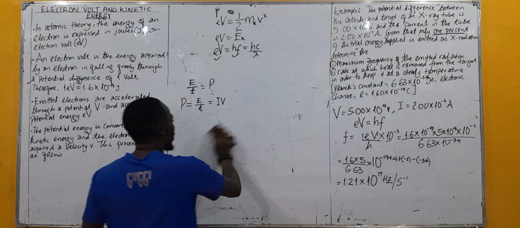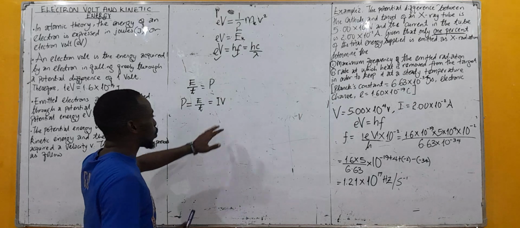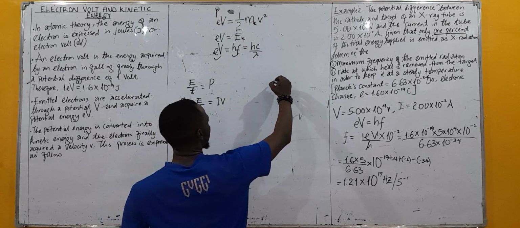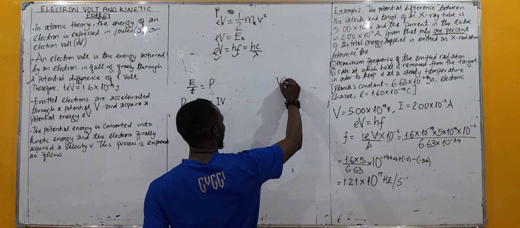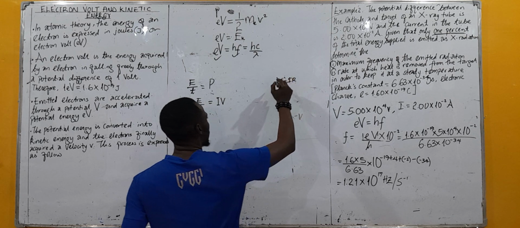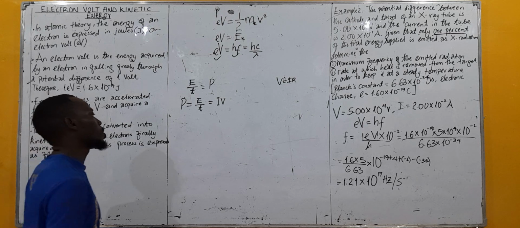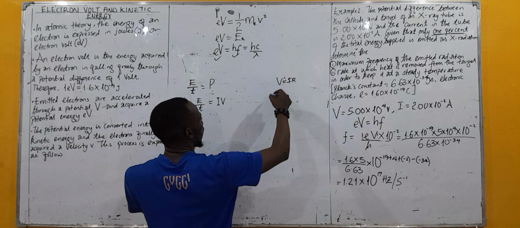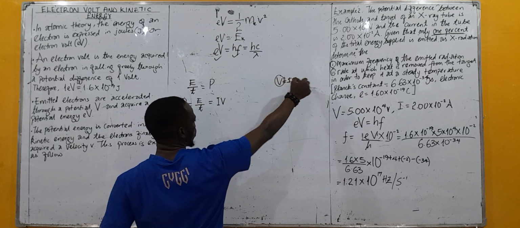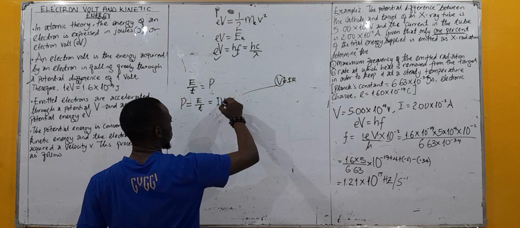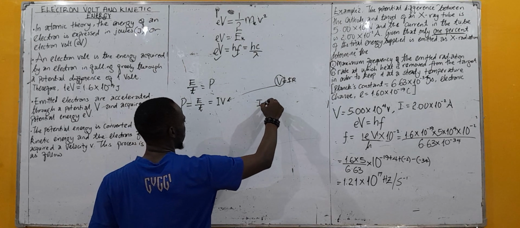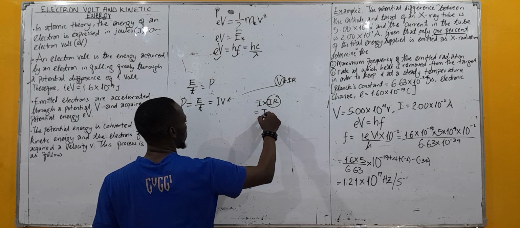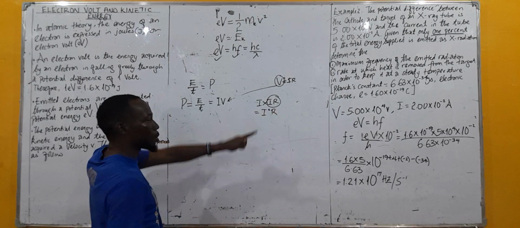Alright, let's continue. We also have other formulas for power. If we use Ohm's law, V is equal to IR, let us substitute this. Instead of writing V here, just change this V. It now becomes I times IR. This IR is actually this V. So it now becomes I squared R. So this is another formula for power.